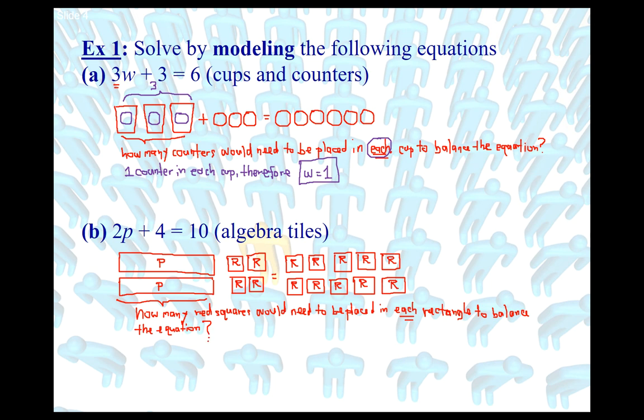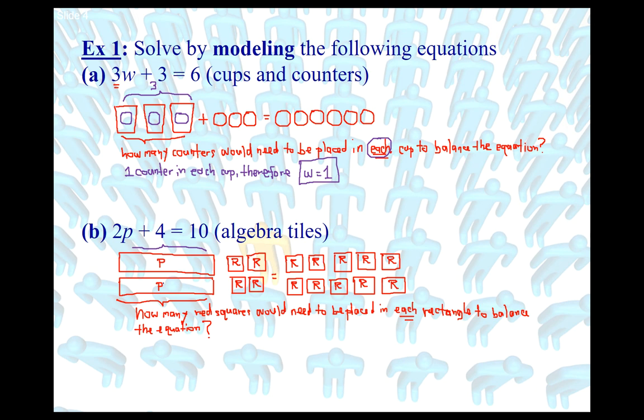Okay, so let's think about this. The right-hand side has 10 squares. However many red squares are going to be inside the mystery rectangles, we're going to have to combine them with these 4. So we take the total number of red squares in the rectangles, add them up with 4, and that needs to be equal to 10.